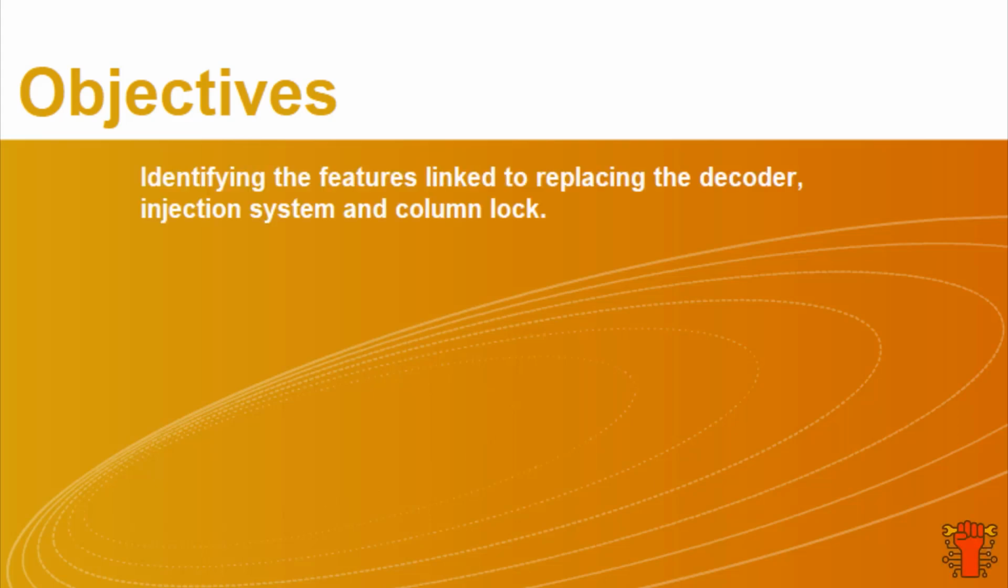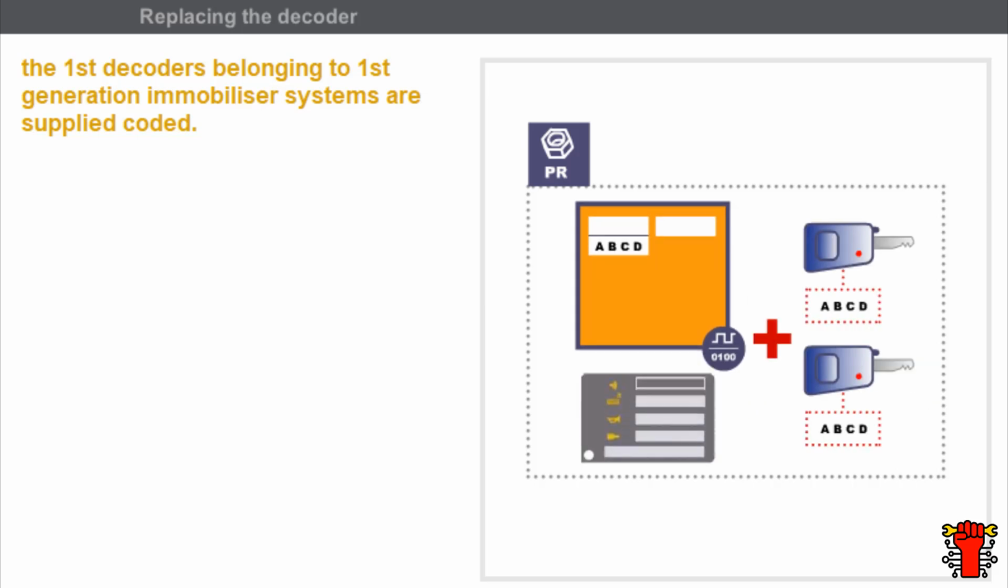We will deal with the following objectives in this lesson: identifying the features linked to replacing the decoder, injection system and column lock. The first decoders belonging to first-generation immobiliser systems are supplied coded. The new code can be identified on an attached card.